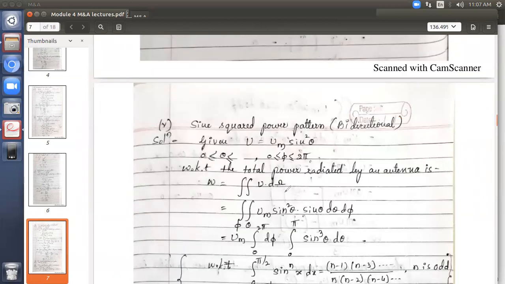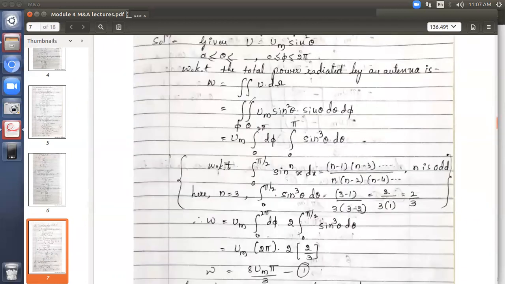Okay, start with the first step. W is equal to double integration of U into d omega. Outer integration is phi, inner integration is theta. U I have substituted, Um sine square theta, d omega is sine theta d theta, and this outer integration, it is d phi. Now, separate out the terms. Um is a constant term, keep it out. For this first integration, only one term is there, so apply that, d phi. For second integration, it is already I have covered. It is sine cube theta d theta.